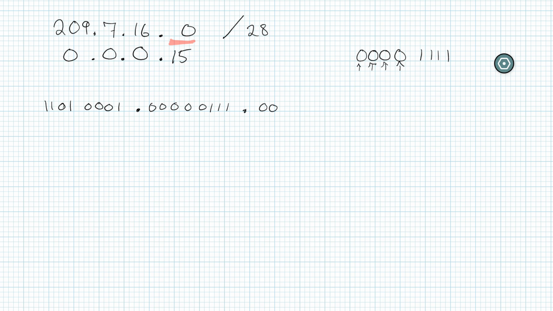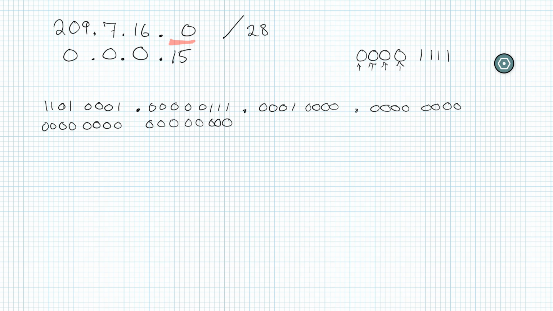16 is going to be 00010000, and 0 is going to be 00000000. Feel free to check my binary conversions using the Windows calculator if that makes you more comfortable. So this is 209.7.16.0 written in binary form. So if we're looking at it in binary form, we know that we need to match all of these bits exactly. So we're trying to match the subnet.